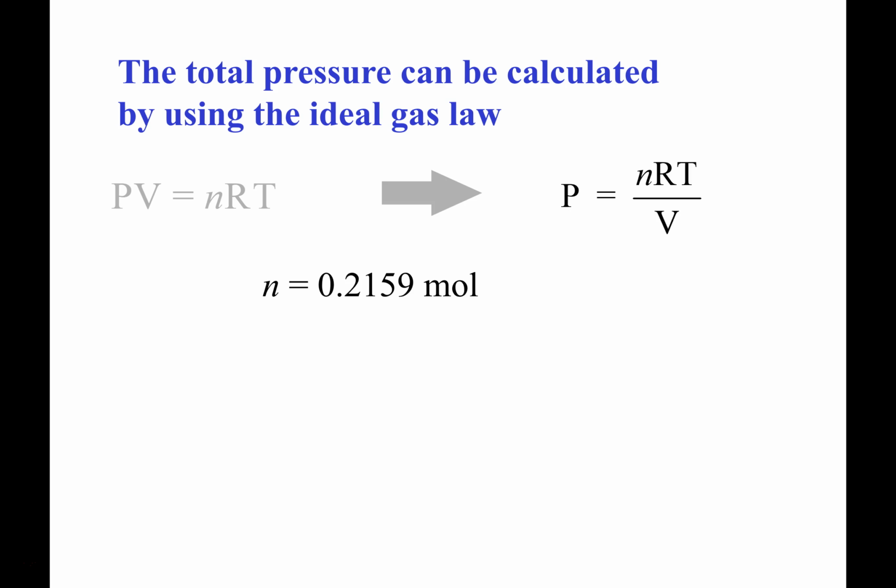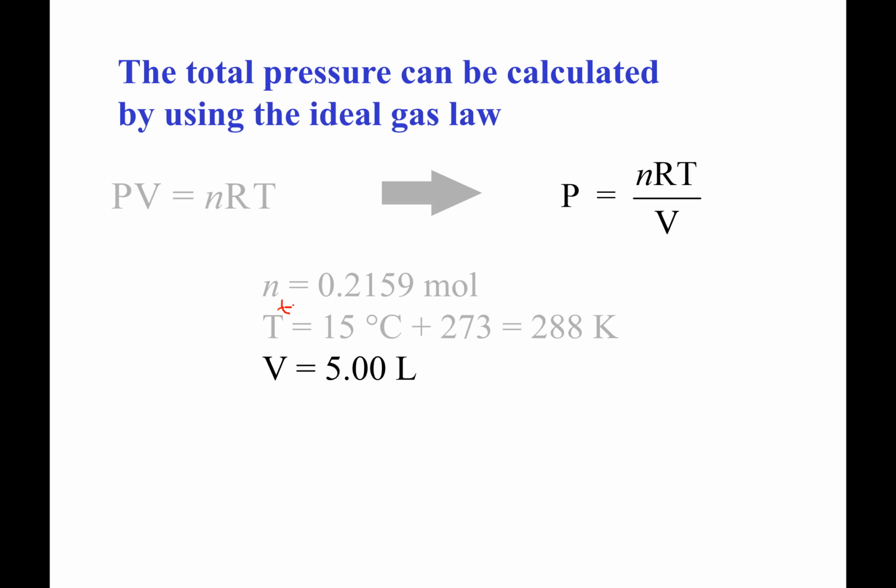The total number of moles is 0.2159. And I don't think you can go wrong with putting too much information. I really would put a little T there, because to me, that reminds me that I've got a gas mixture. We need to fix our temperature. We said we had 15 Celsius plus 273, which gives me 288 Kelvin. My volume's good to go, 5.00 liters. It was given in the problem.